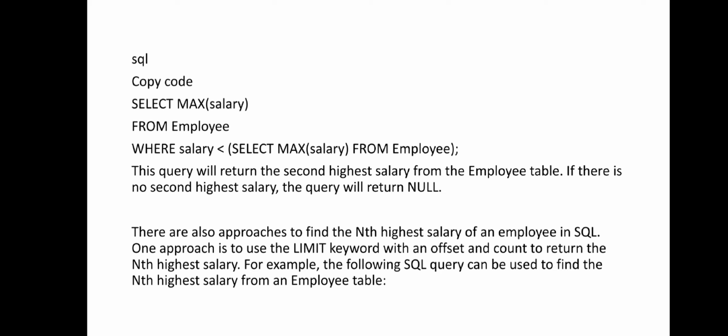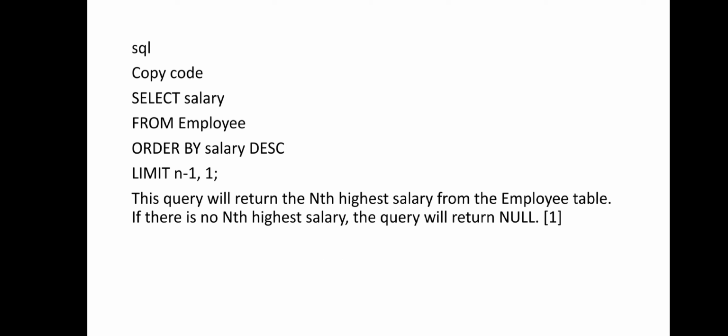One approach is to use the limit keyword with an offset and count to return the nth highest salary. For example, the following SQL query can be used to find the nth highest salary from an employee table. And this is the SQL code: select salary from employees, order by salary, descending, limit n-1, 1. This query will return the nth highest salary from employees table. If there is no nth highest salary, the query will return null.